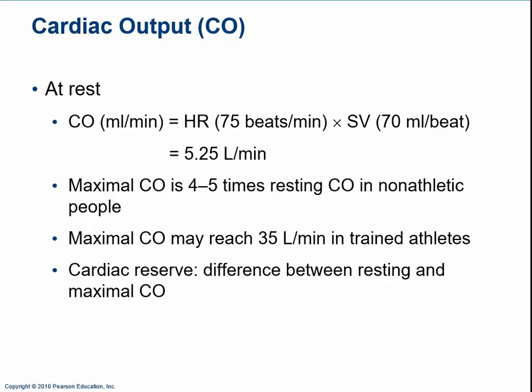Normally, cardiac output at rest, in the average person, is about 75 beats a minute. The stroke volume is about 70 milliliters per beat. You're going to get about 5 to 5.25 liters per minute of blood pumped by the ventricles, which is interesting because there's only 5.25 liters of blood in the circulatory system. So that means every drop of blood in your body passes through your heart every minute. The maximal cardiac output is about 4 to 5 times the resting in non-athletic people, right?